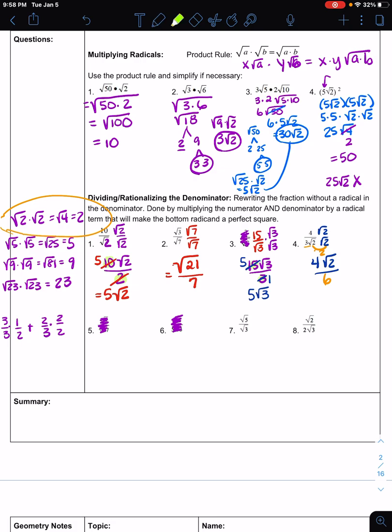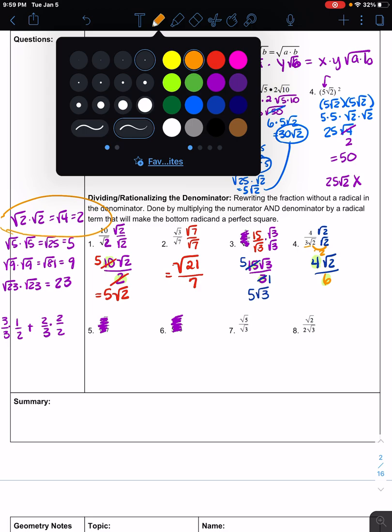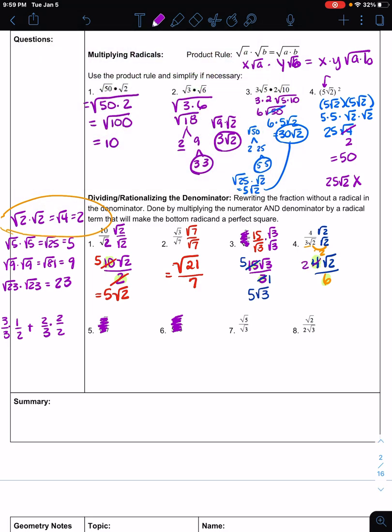Now, pay attention. Again, you've got a 4 on top and a 6 on bottom. Those can be reduced. 2 goes into 4 2 times, and 2 goes into 6 3 times. So my final answer is 2 root 2 over 3.